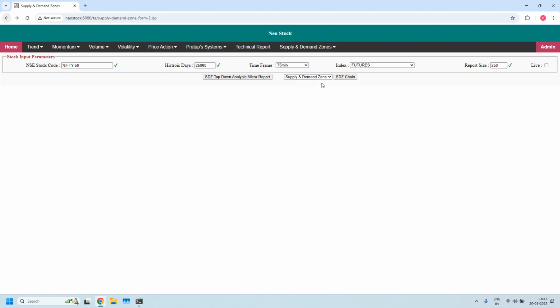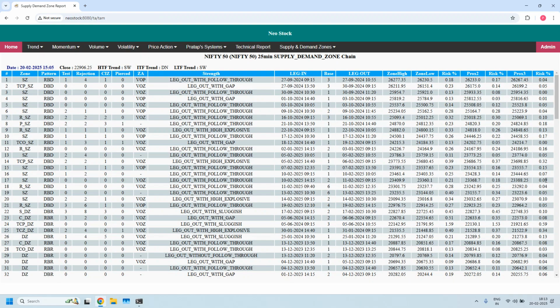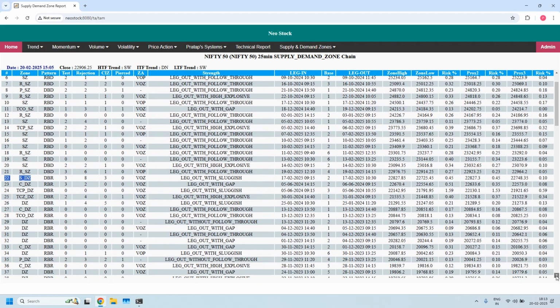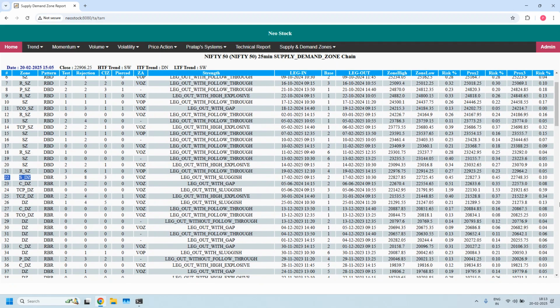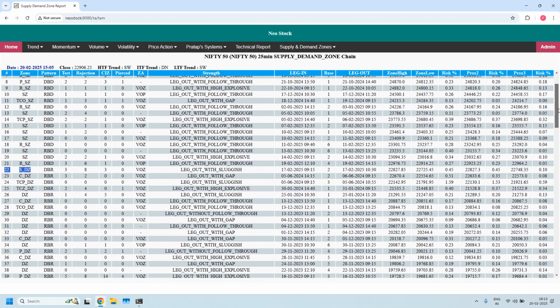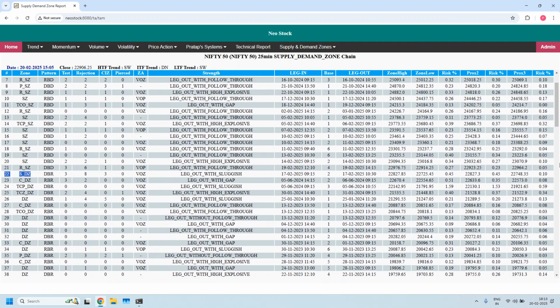Next, 25 minute supply demand zone chain for NIFTY. This is the nearest demand zone to the closing price. Let me put it in the center, so that you get an equal number of demand and supply zones. Okay.